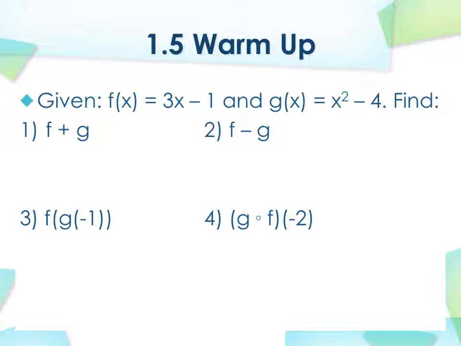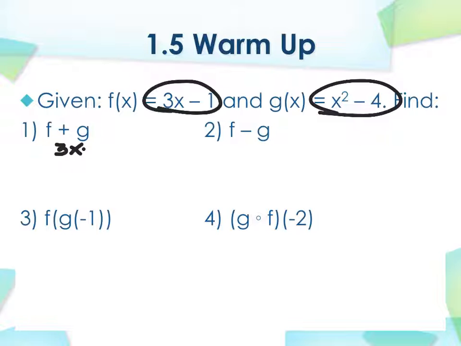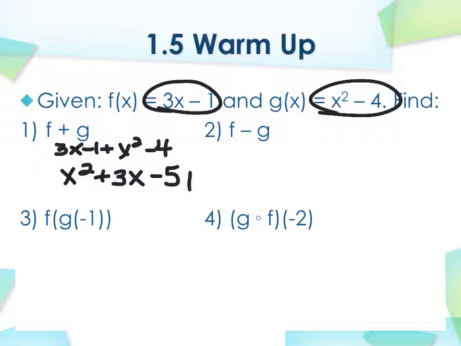So f plus g would mean literally take the f and add it to the g. So 3x minus 1 plus x squared minus 4, and then combine like terms. This time you can add the negative 3 and the negative 4, and I'd get minus 5.